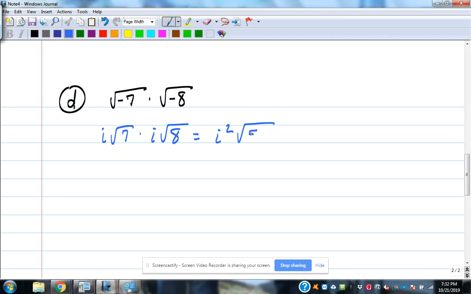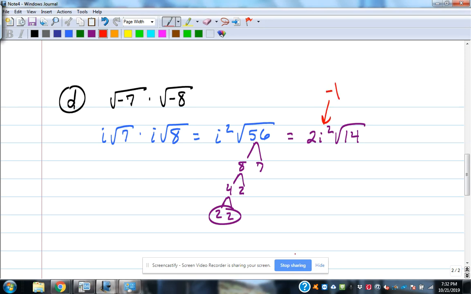And then 7 times 8 is going to be 56. And I'm going to break down the 56. Got a pair of 2s. So that's 2i squared, radical 14. What do I know about i squared? It's negative 1. So that's going to be 2 times negative 1 square root of 14, which is negative 2 square root of 14. Negatives in there, you've got to take care of the i's first, then work the numbers.